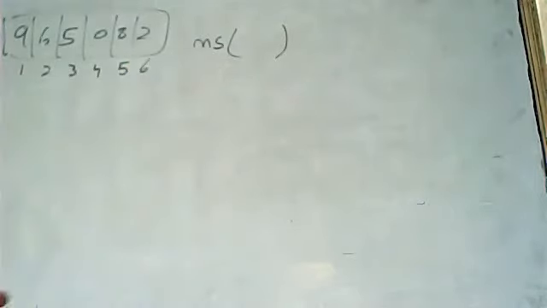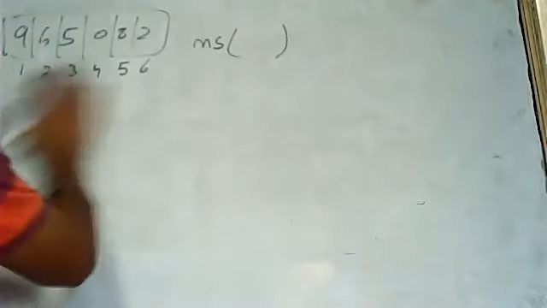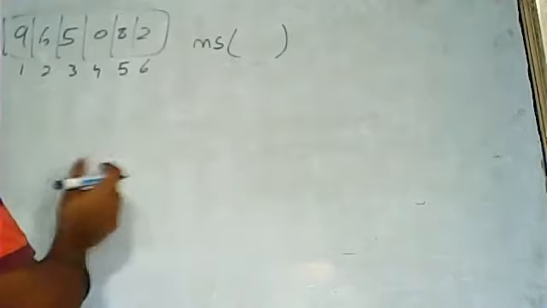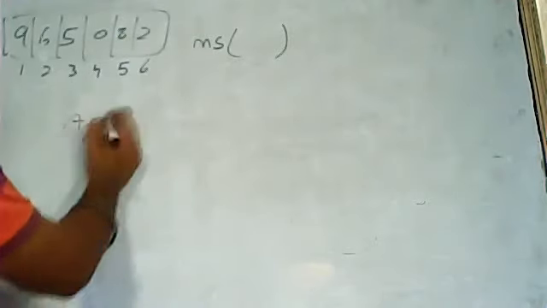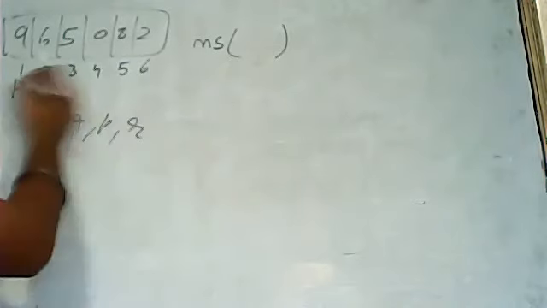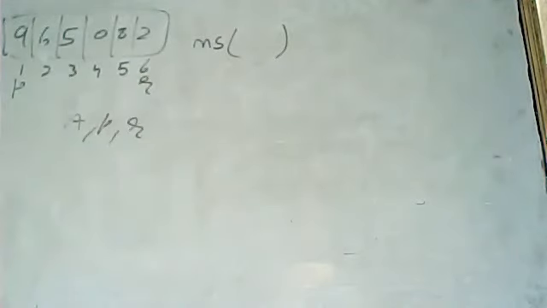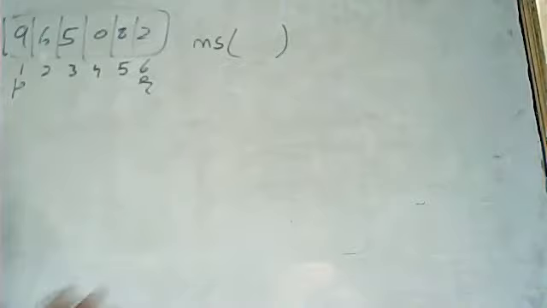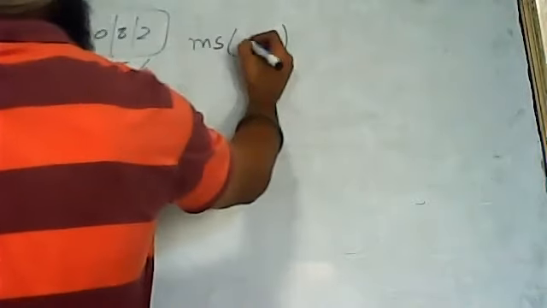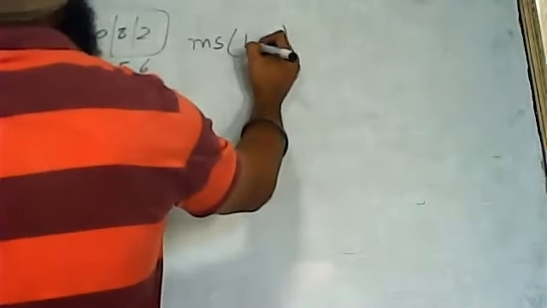Six elements are there. So merge sort will be called for this array A from 1 to 6. You can see from the algorithm, there were arguments A, P and R. P is the starting point and R is the ending point. Yes, so we'll call merge sort for this example. And what will be the P here? P will be 1 and R will be 6.